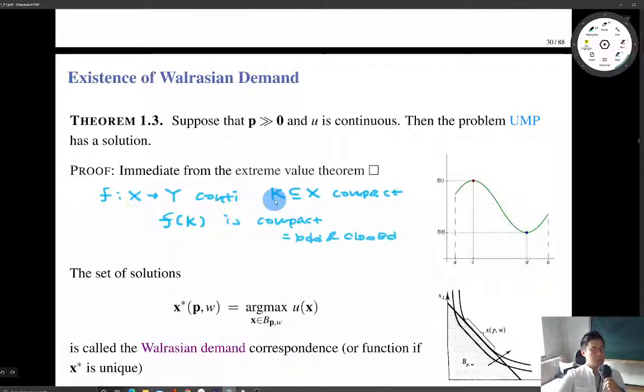Bounded and closed. All right, so that means the supremum and infimum of this image exist. Okay, in other words, if we attempt to maximize or minimize this function, the global max and global min exist. So the extreme value theorem guarantees the existence of a solution to an optimization problem where we want to maximize a continuous function over some compact set.